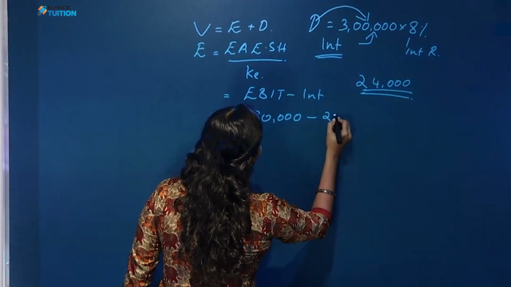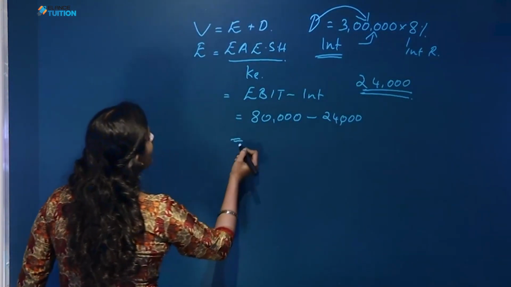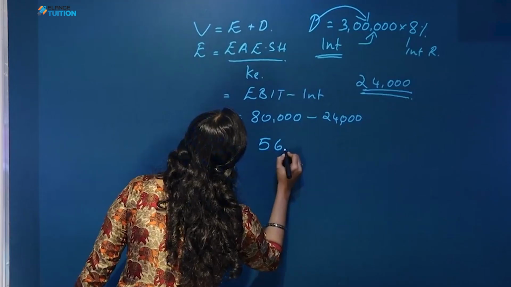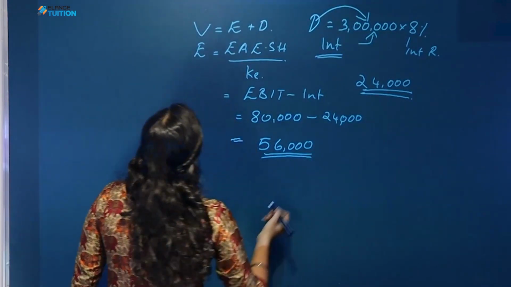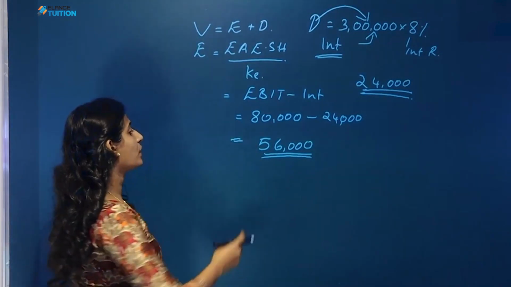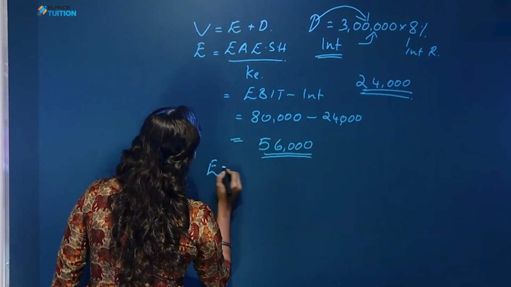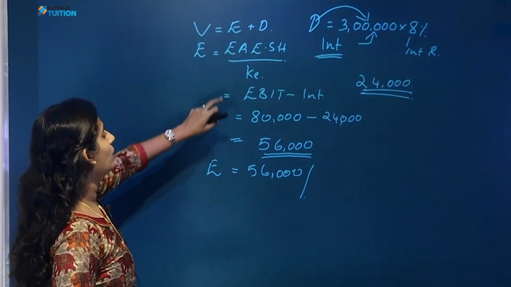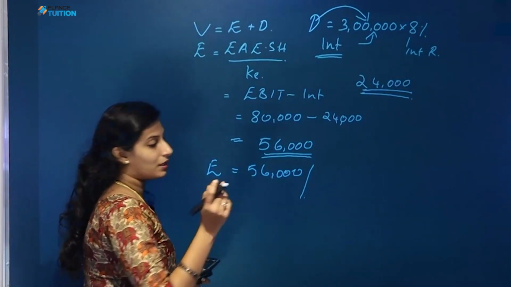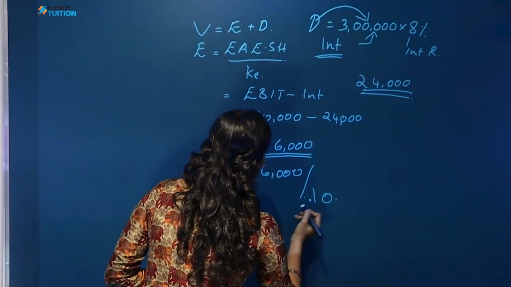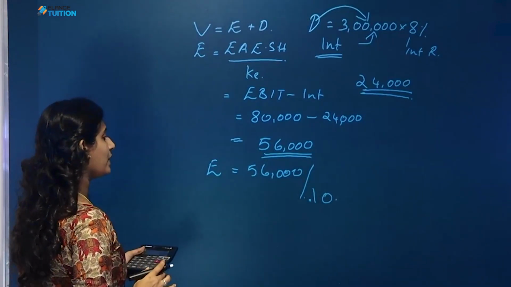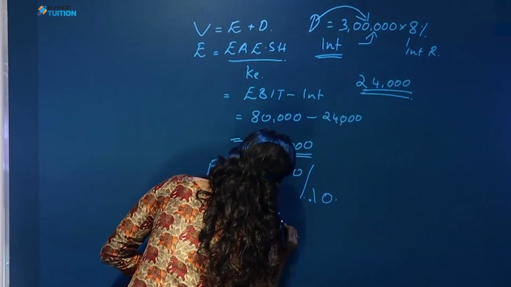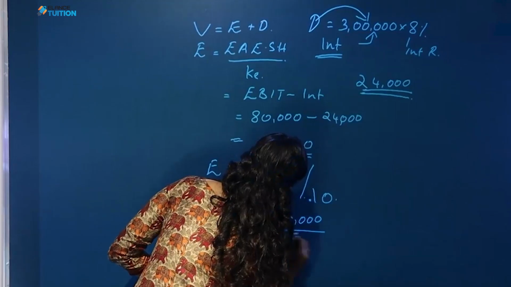So 80,000 minus 24,000 and that is earnings available to equity shareholders, and that is 56,000. Then we need to find E. So 56,000 divided by equity capitalization rate. Given in the question, that is 10% or 0.10. So 56,000 divided by 0.10 is 5,60,000. So we got E.